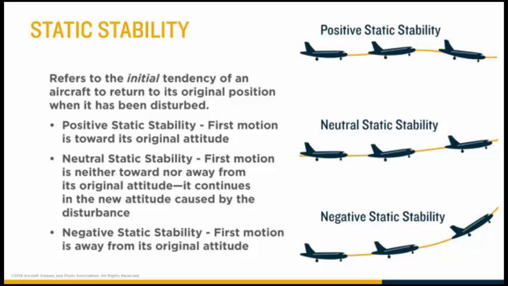If the airplane exhibits neutral static stability, the aircraft will have a tendency to remain in the newly commanded attitude. For example, an airplane is put into a turn and the pilot lets go of the controls, the aircraft will remain in that turn. If the airplane exhibits negative static stability, the first motion of the airplane will be to continue pitching upward away from the original attitude. So for example, if an aircraft is rolled to a high bank angle, letting go of the controls results in the aircraft continuing to roll further.